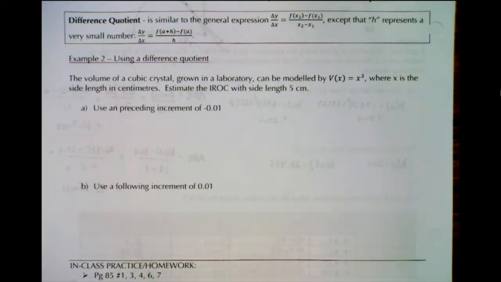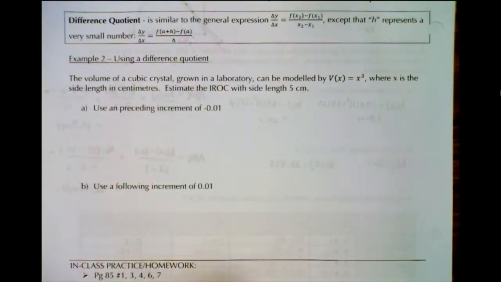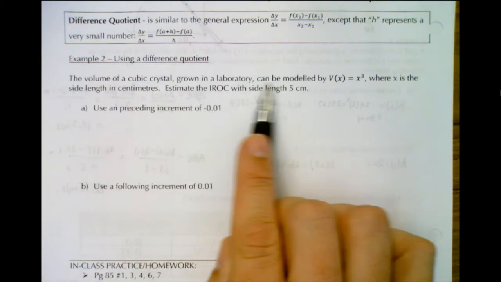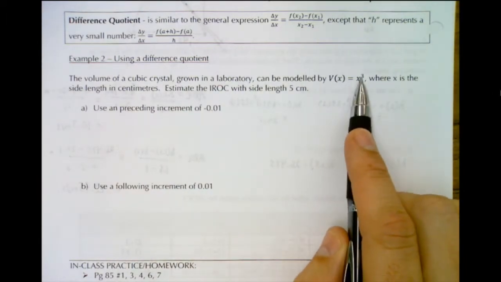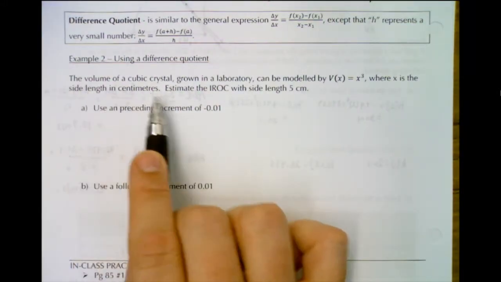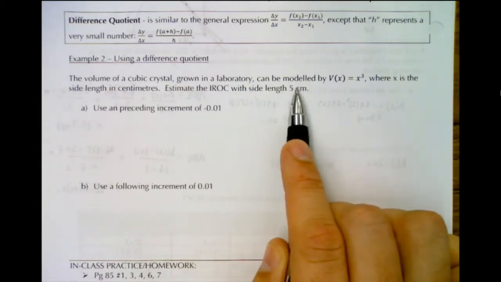So how do we use the difference quotient? Well, I have an example here, and we're going to use the difference quotient to find, or estimate, an instantaneous rate of change. It says the volume of a cubic crystal grown in a laboratory can be modeled by V of x equals x cubed, where x is the side length in centimeters. Estimate the instantaneous rate of change with the side length of 5 centimeters.